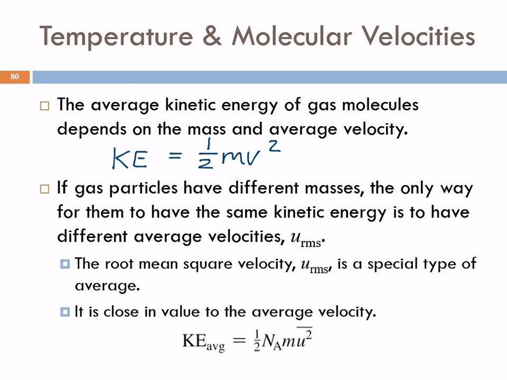With gases, we don't use a straight average. We use what's called the root mean square velocity, which is abbreviated u_rms. It's a special type of average, and we're not going to get into why we need a special type of average or exactly what it is, but there it is. It's close to the average velocity in value. So the average kinetic energy is 1/2, I believe this is Avogadro's number, times the mass times this root mean square velocity squared.